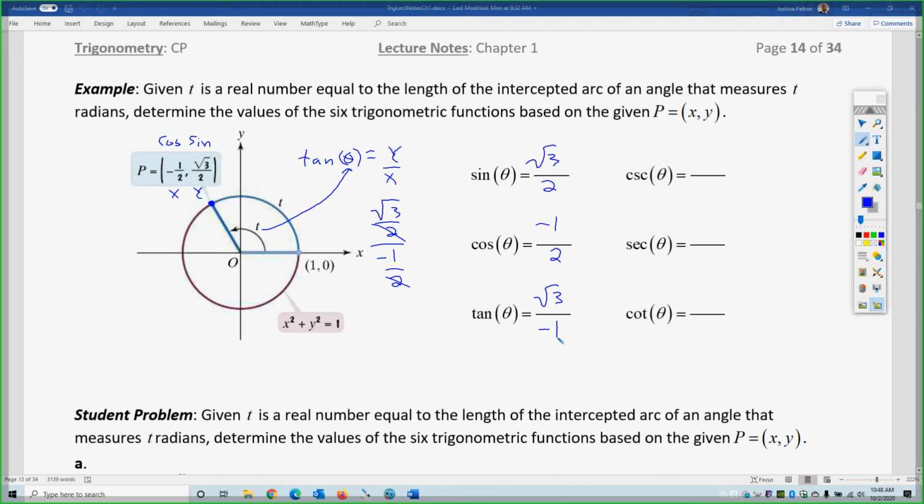And the other functions are the reciprocals. So cosecant is the reciprocal of sine, so 2 over root 3. Secant is the reciprocal of cosine, so that'd be 2 over 1. Keep the negatives on top though. And cotangent is the reciprocal of tangent, so that's 1 over root 3. And we should keep the negatives on top. Okay, so pause the video, try these student problems.